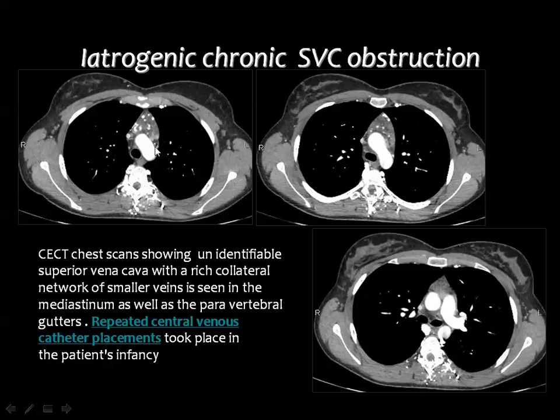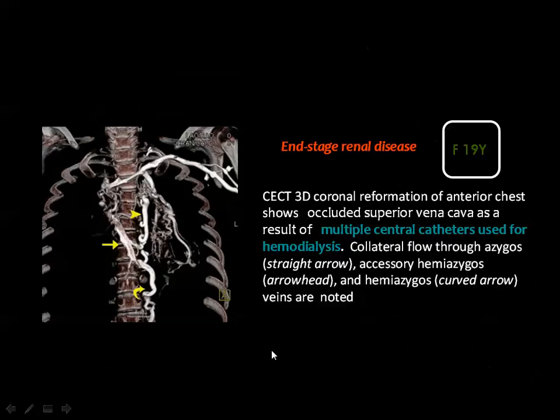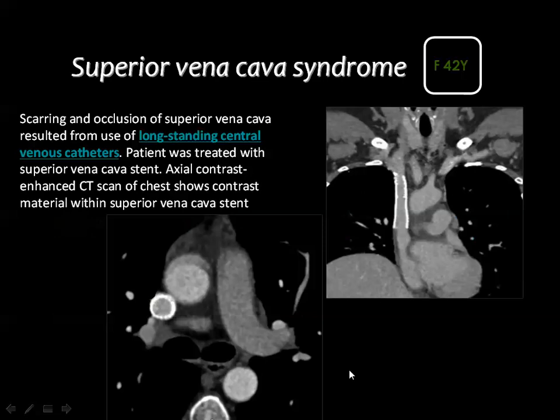And instead, you can see these multiple collateral venous channels within the superior mediastinum. And the catheters are known in patients with renal failure for hemodialysis, and this is a case of end-stage renal disease with multiple central catheters used for hemodialysis resulted in total occlusion of the superior vena cava and multiple markedly dilated collateral venous channels in the mediastinum.